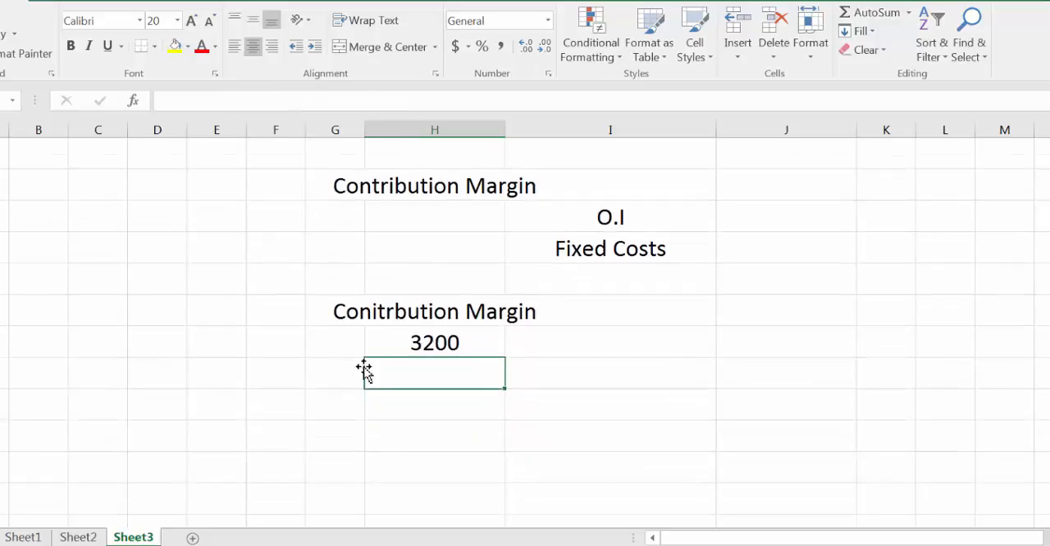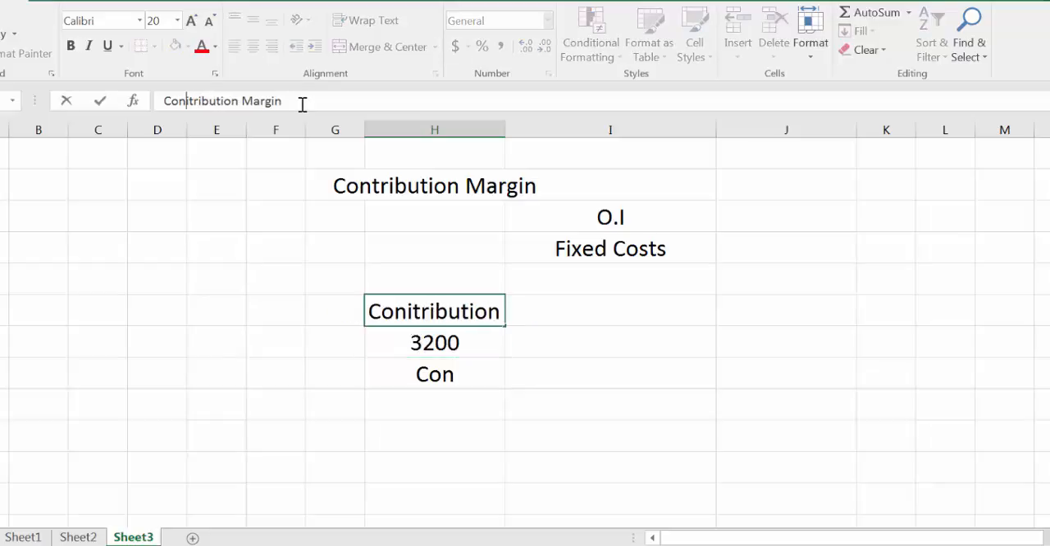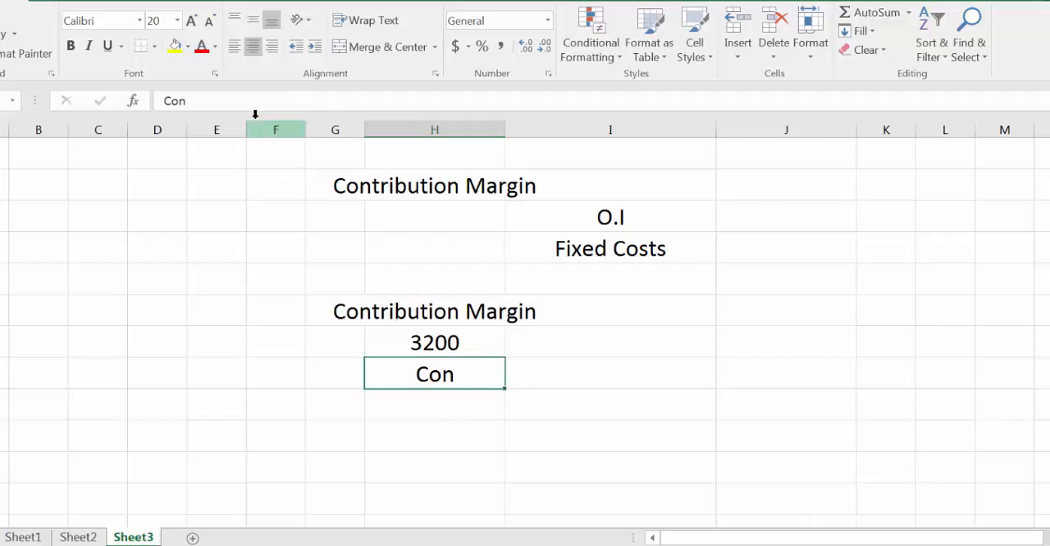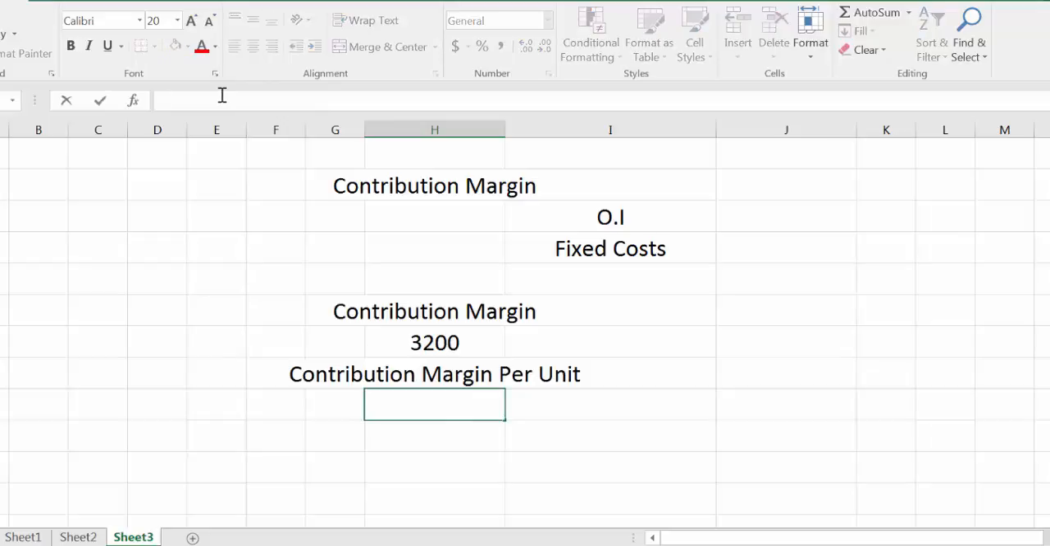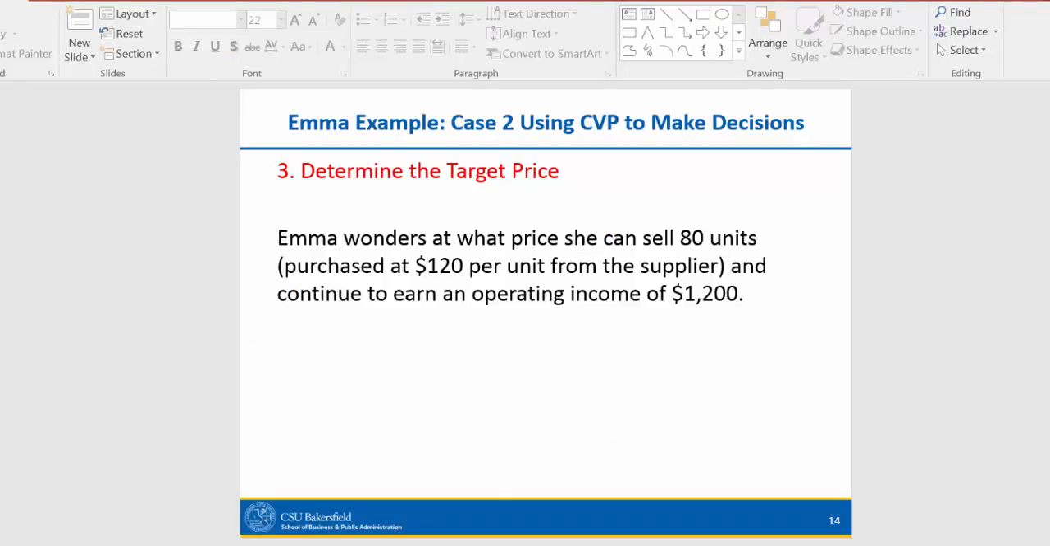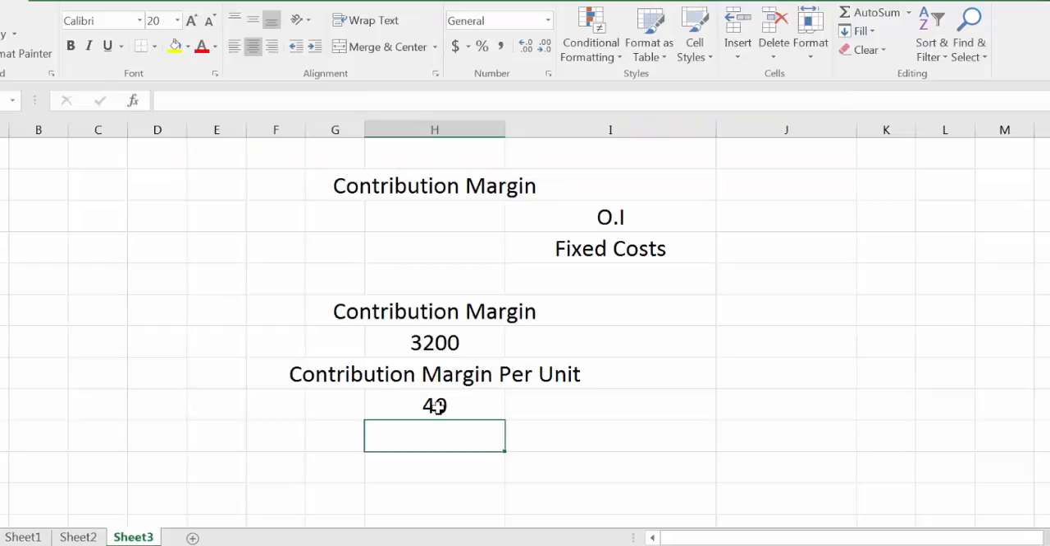Okay, so from there we can find the contribution margin per unit. All you have to do is divide the total contribution margin, which is right above, by the number of units, and Emma wants to sell 80 units. So we're looking at a $40 contribution margin per unit.